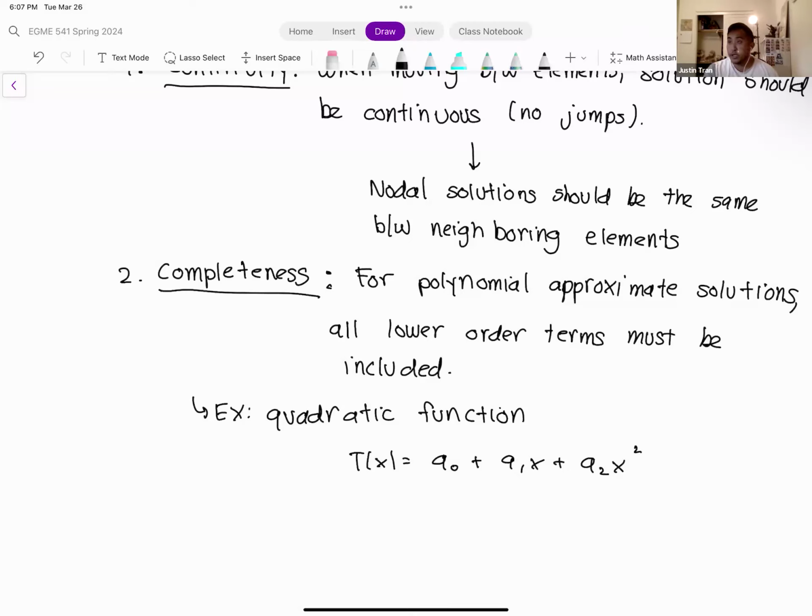All right. So we're going to keep these in mind as we derive our finite element forms. Any questions on this? All right, cool. So let's go over shape functions and finite elements in the next section.